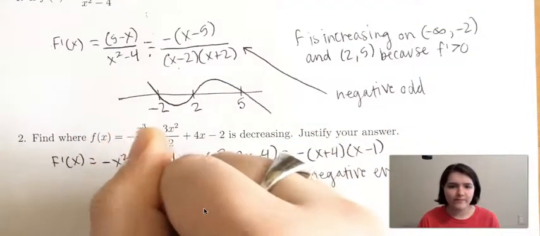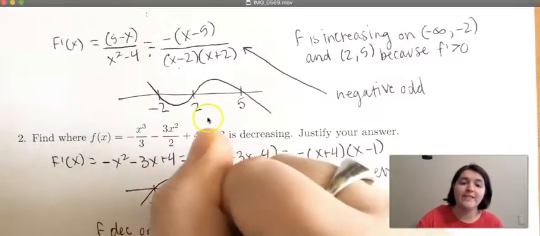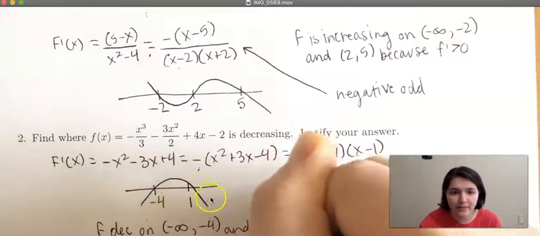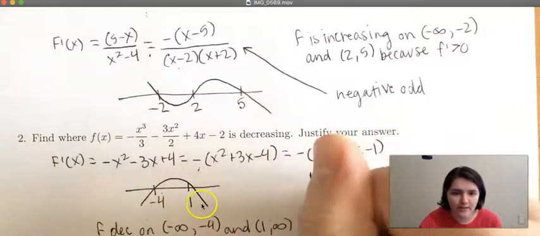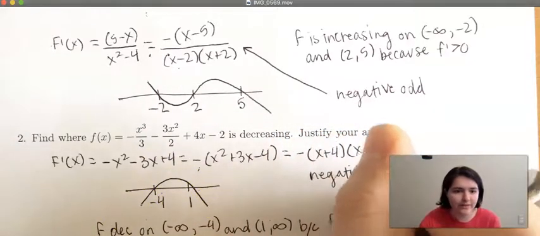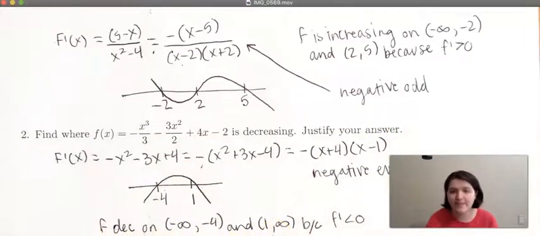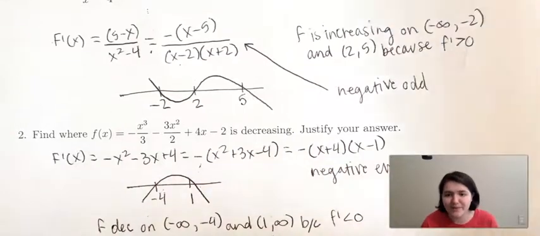And there we go. And since we're looking for decreasing, we want to see where f prime is negative. So we know that it's negative here and here because it's below the line. And so f is decreasing on -infinity to -4 and 1 to infinity because f prime is less than 0, f prime is negative.